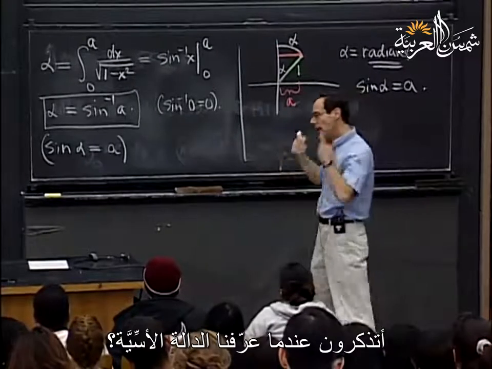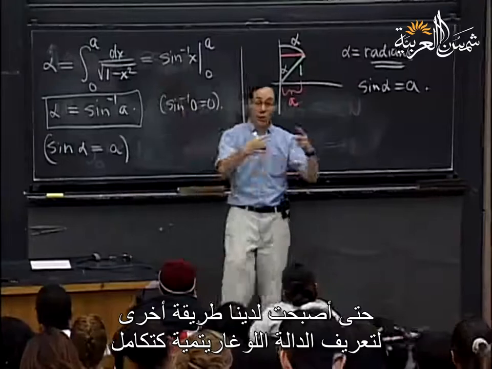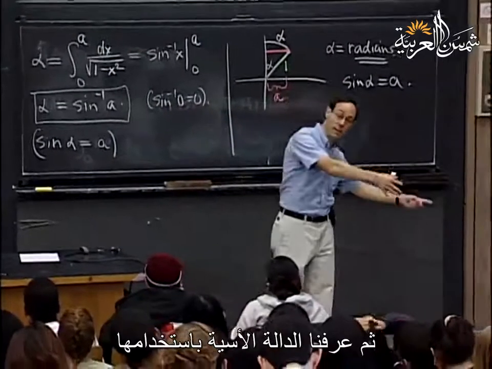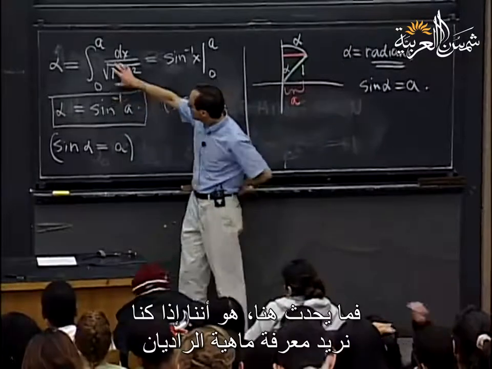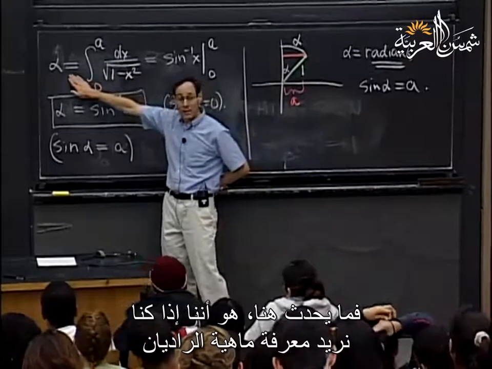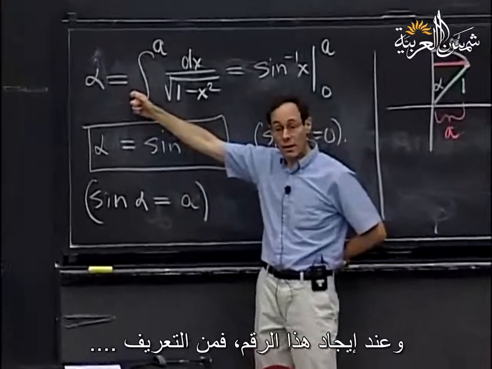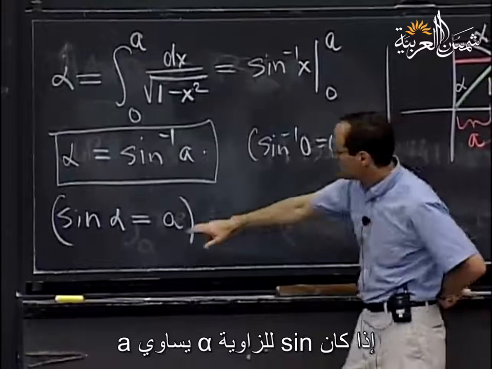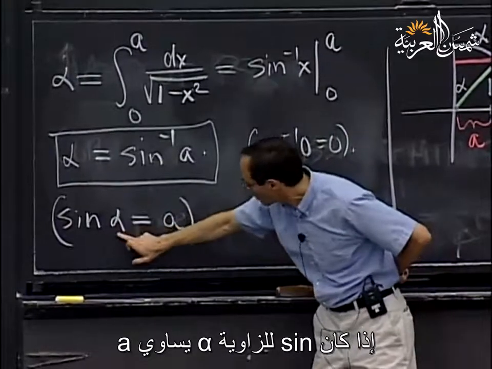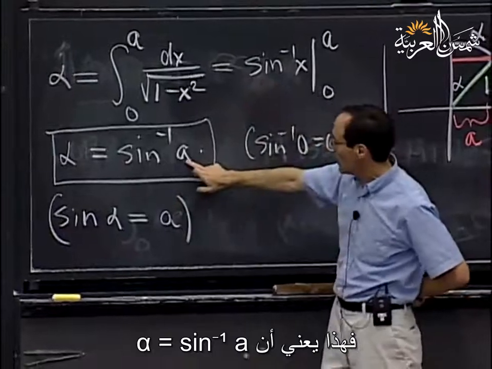Remember, we had this crazy way we defined the exponential function: we defined the log function as an integral, and then defined the exponential in terms of it. Well, this is the same sort of thing. What's really happening here is that if you want to know what radians are, you have to calculate this number. If you've calculated this number, then by definition, if sine is the thing whose alpha radian amount gives you a, then it must be that this is sine inverse of a.